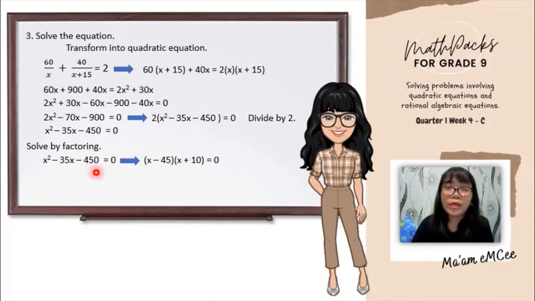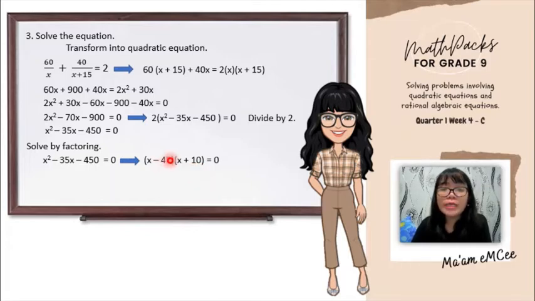Then we need to think of two numbers, whose product is negative 450 and whose sum is negative 35. And those numbers are negative 45 and positive 10. Natawan nyo. Negative 45 times 10, that is negative 450. Negative 45 plus 10. Negative si 45, 10 is positive. So the rule says you need to subtract. So 45 minus 10 is 35.